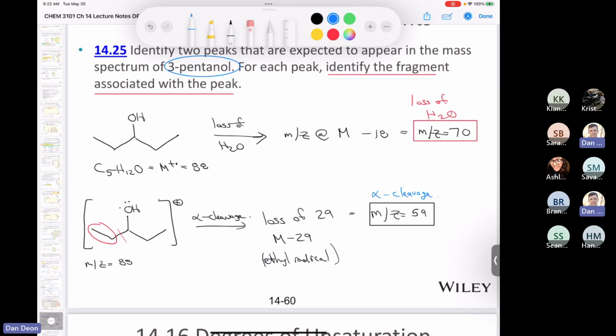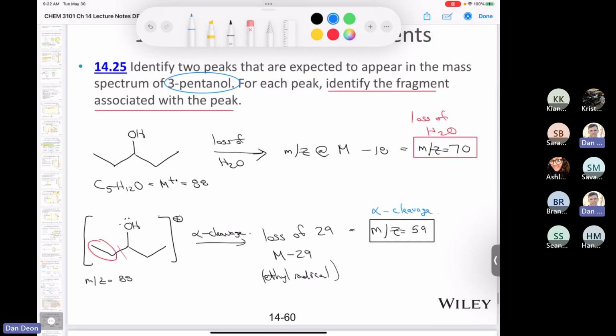Now, in the textbook, it might draw the fragments, but again, that's assuming that you did the textbook in sequence, going from chapter 1, 2, 3, 4, 5, 6, 7, all the way up to 14. Since we skipped that, I'm not going to ask you to draw the fragments. All right, so those are the two possibilities for the fragmentation of 3-pentanol.